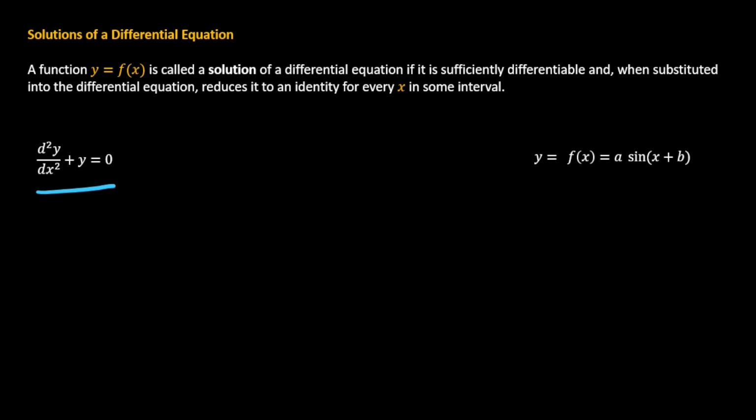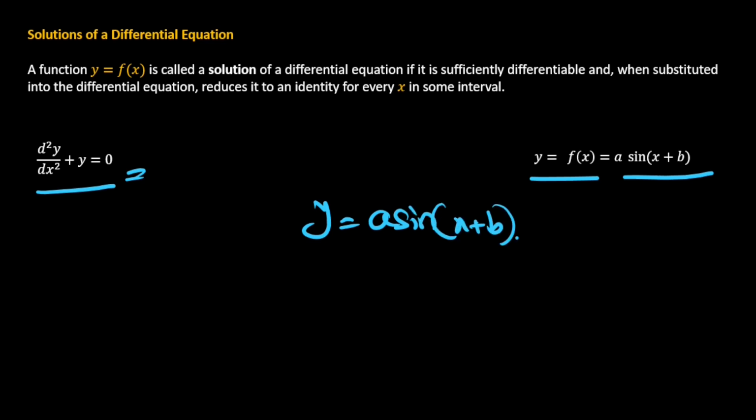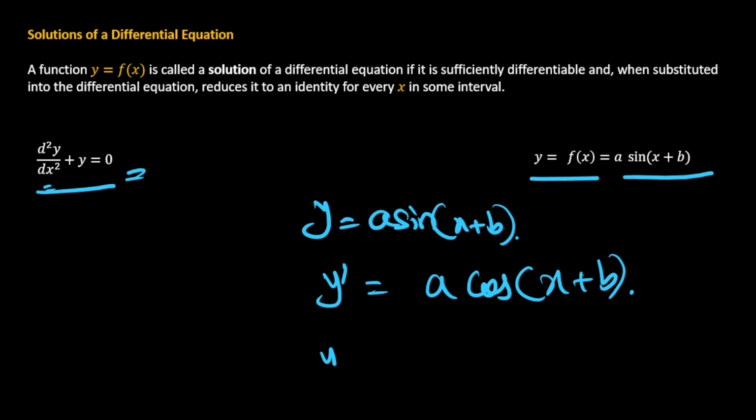Now look at the example: d2y/dx2 plus y is equal to 0. Suppose I claim that y is equal to f of x is equal to a sin(x plus b) is a solution. Should we believe it immediately? No. In mathematics we always verify. So we find the derivatives. Given that y is equal to a sin(x plus b), y dash is a cos(x plus b), and the second derivative y double dash is equal to minus a sin(x plus b).